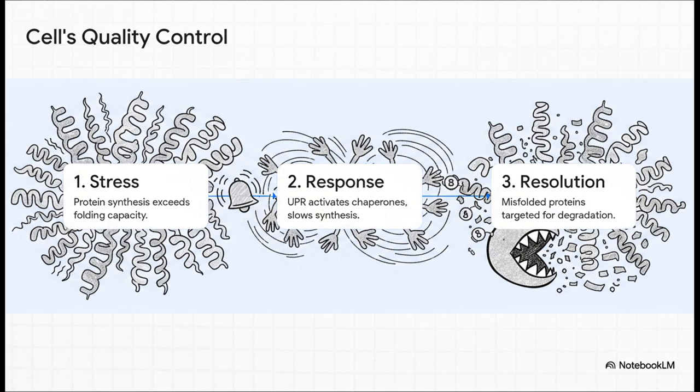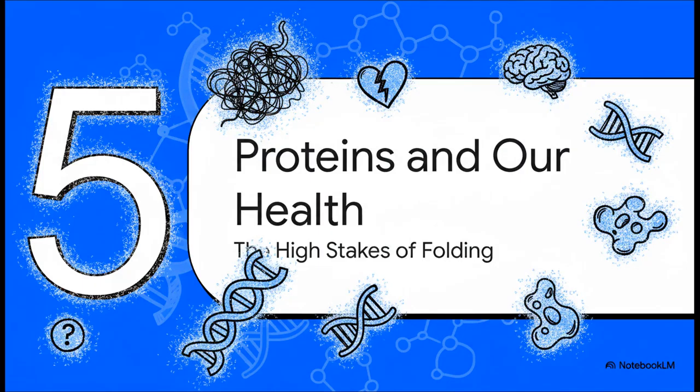Now, thankfully, our cells are not defenseless. They have this really sophisticated quality control system called the unfolded protein response. When it senses that there are too many misfolded proteins hanging around, it sounds the alarm. It starts making more helper proteins to fix the problem, and it slows down the production of new proteins to ease the burden. And if that doesn't work, it tags the bad proteins for destruction. It's a constant battle.